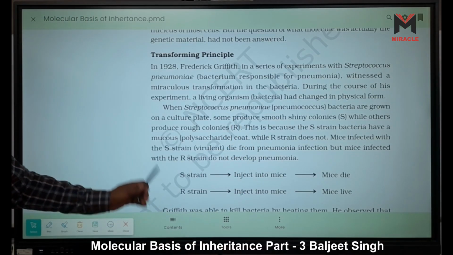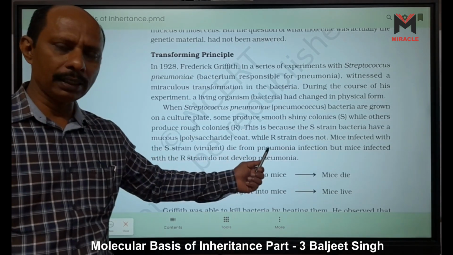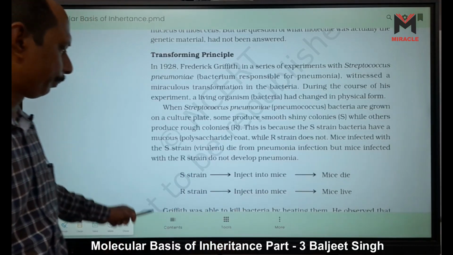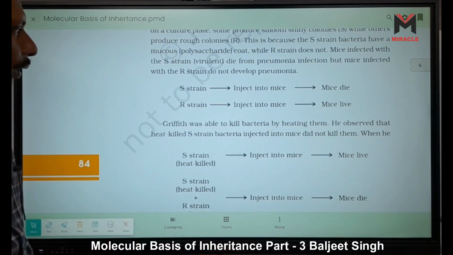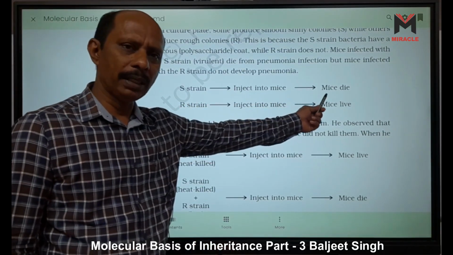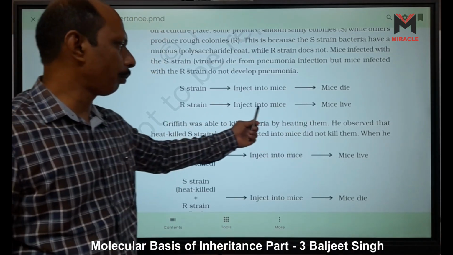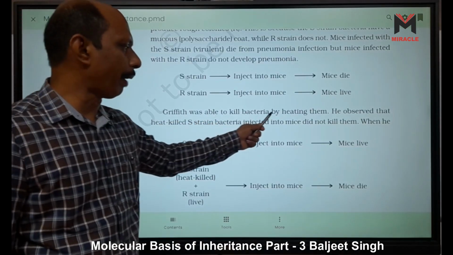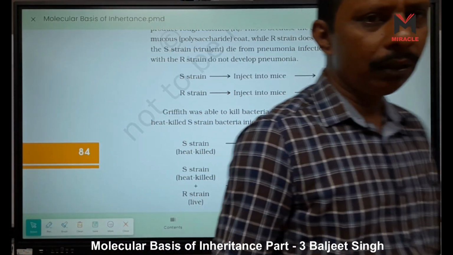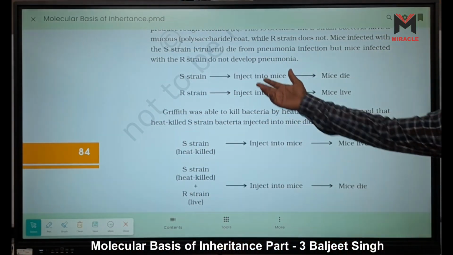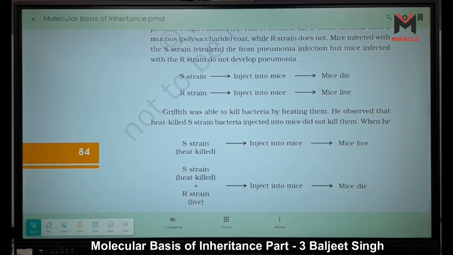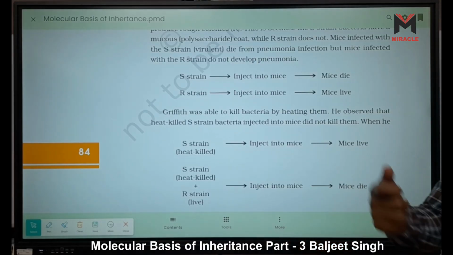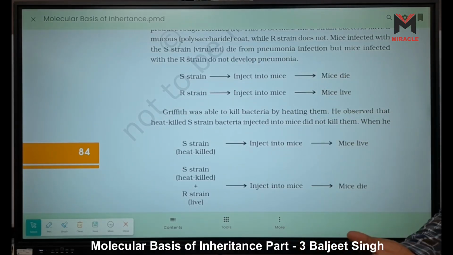Do you understand here? S-strain is virulent and responsible for pneumonia, but R-strain is not responsible for pneumonia. When S-strain is injected into mice, the mice die. When R-strain is injected into mice, they survive, right? Then what happens? Griffith was able to kill bacteria by heating them. He took a sample, that is blood, from the dead mice, and in the blood they have bacteria.